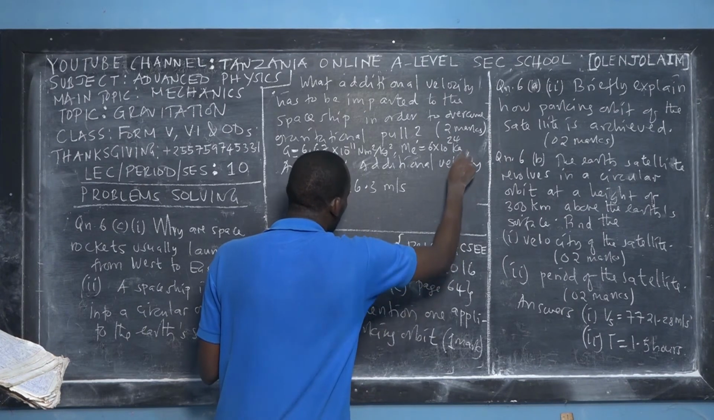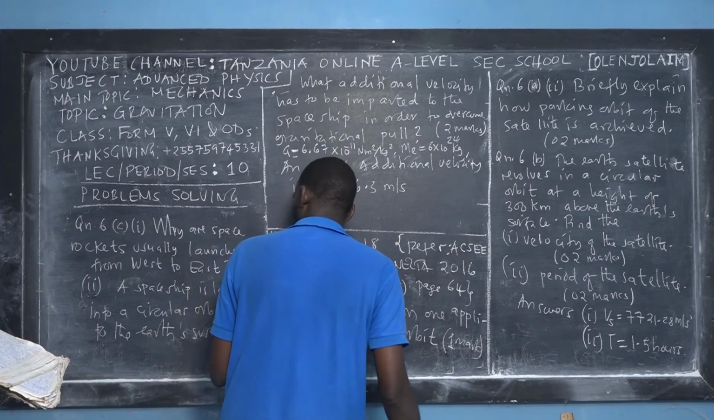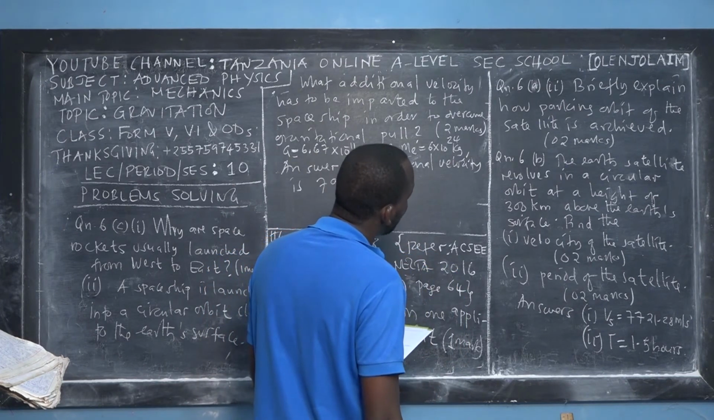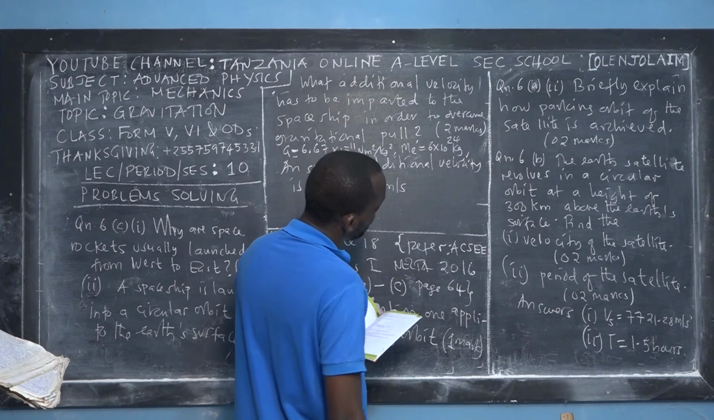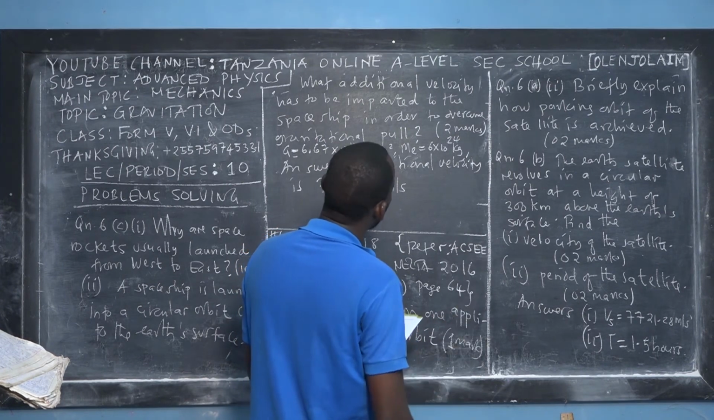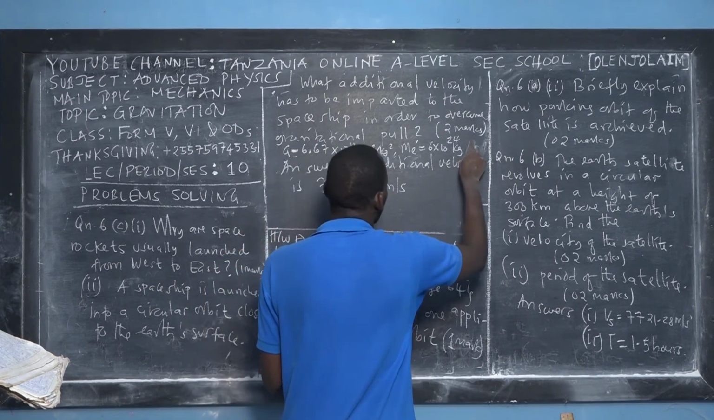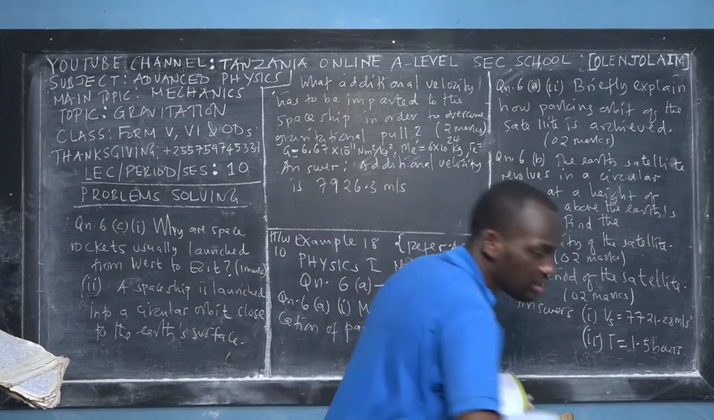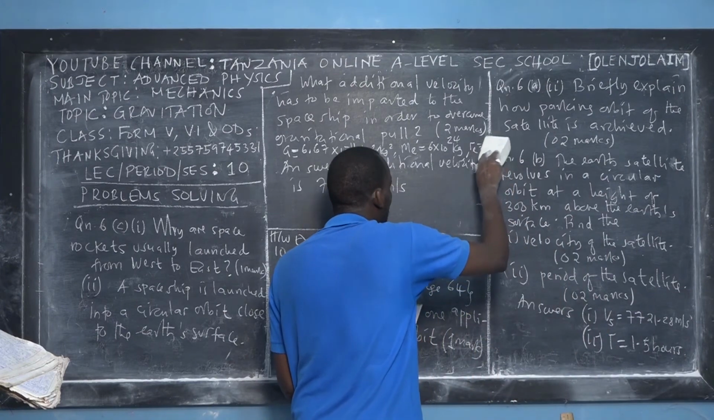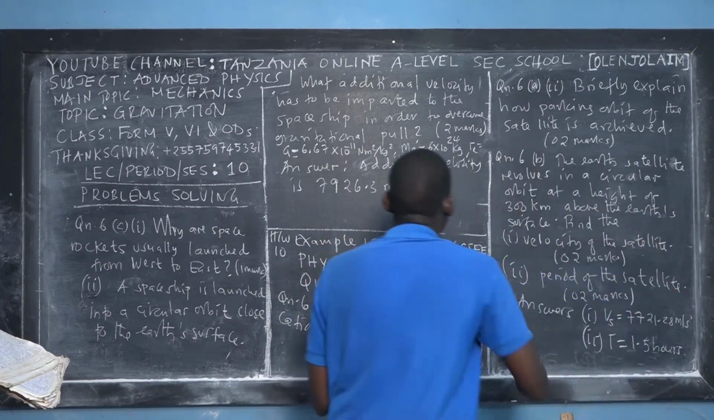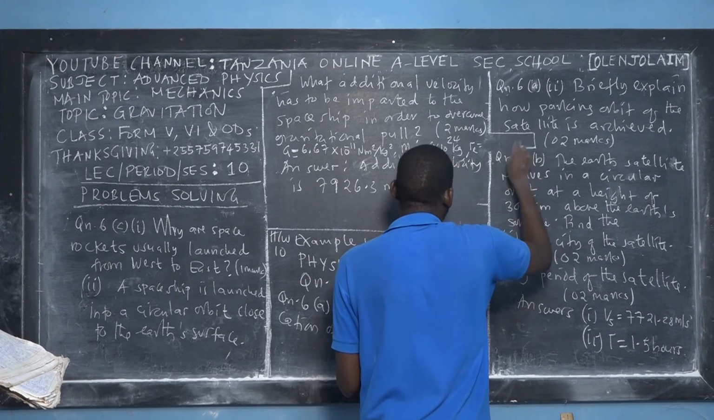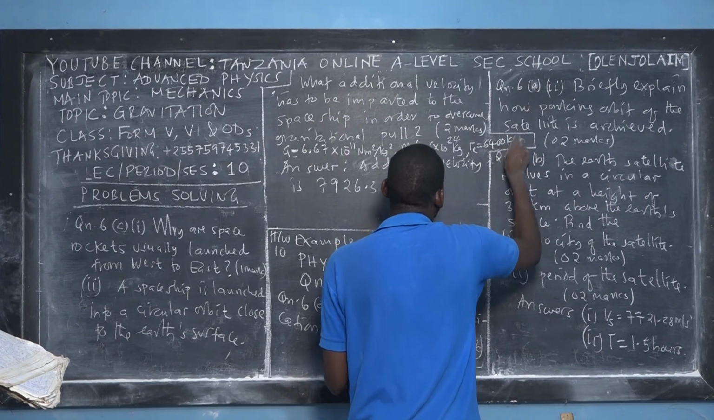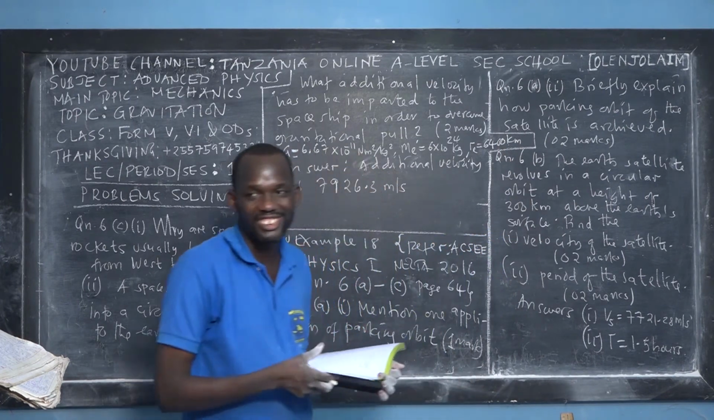And also, you need the radius of the Earth. Is the radius of the Earth given? Is there any point that will give the radius of the Earth? There? So the radius of the Earth is 6,400 kilometers. So those are the constants that you need.